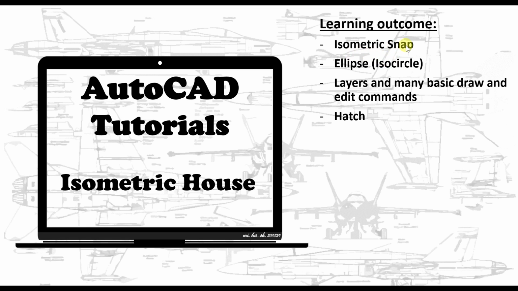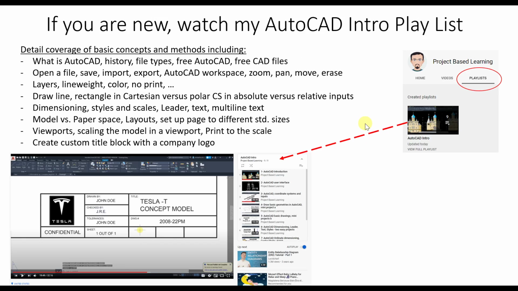We're going to learn that, and we're going to learn about ellipse. We've covered that in the past. However, in this tutorial, we're going to talk about an option within Ellipse called Isocircle. Of course, we're going to use a lot of layers, different line colors, line type, and so forth, and many basic draw and edit slash modify commands. Also, we're going to use hatch command.